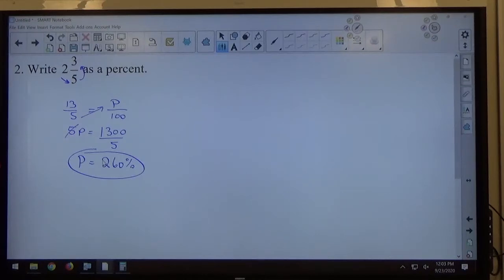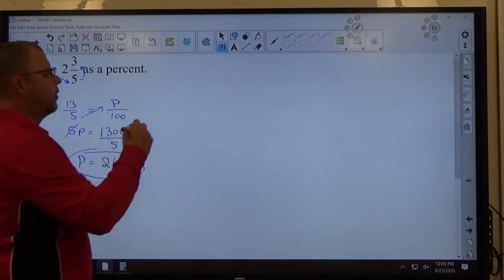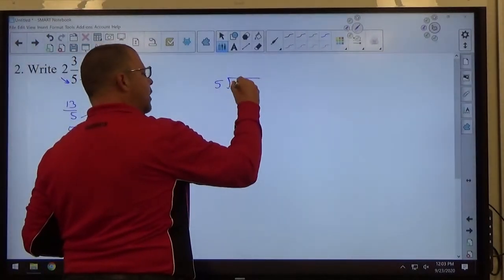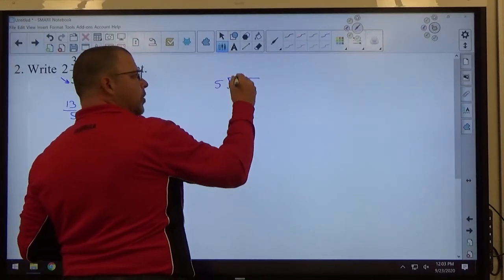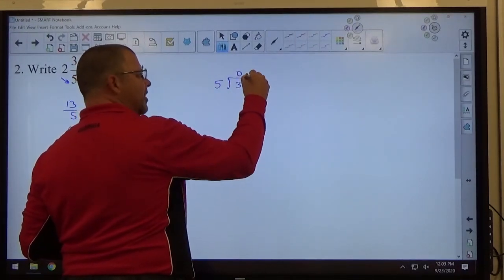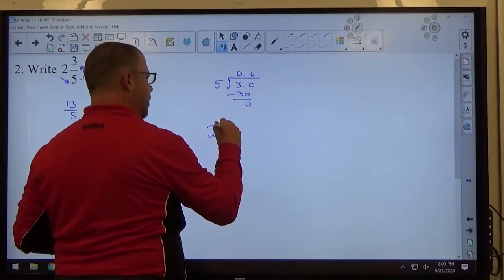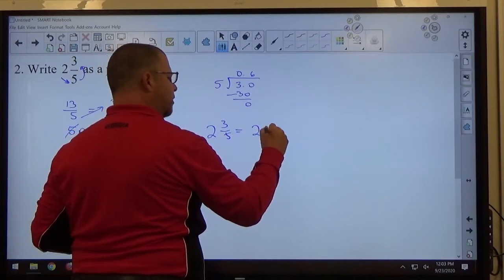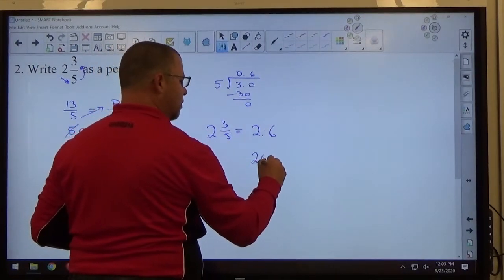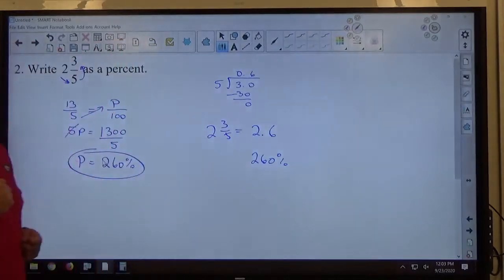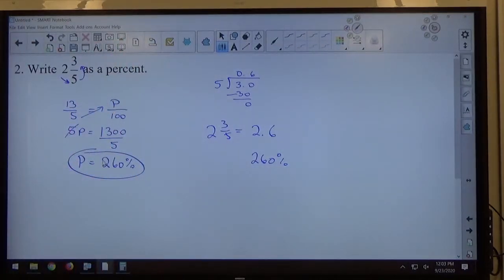Other technique would be to change the fraction to a decimal, then move the decimal point two spaces over. That works also. 2 3/5, I go 5 goes into 3. 5 goes into 3 0 times, 5 goes into 36 times. 30 minus 30 is 0. So 2 3/5 is 2.6 decimal, which is 260%. That way works also. So take your pick. It will be a fraction changed to a percent. That's how you do it. One or the other. I like this way better personally, but I might have shown you that way in class.